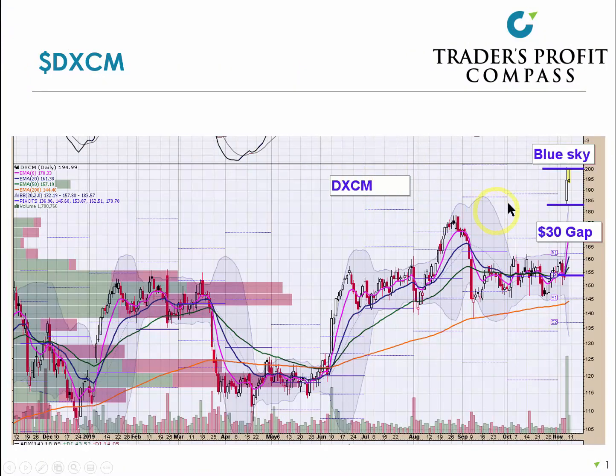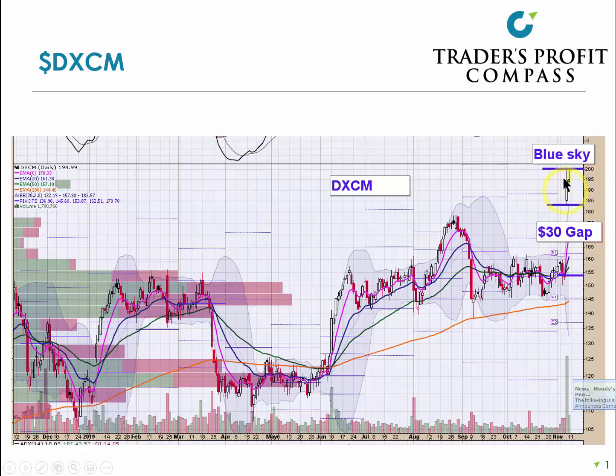Here's one on DXCM, which is really interesting. It gapped up $30 yesterday on earnings, went up to 200, had a low side of 183 or so. And then you can see today it went up and tagged that 200 again. That really tells you that's a real level there. And above 200 you got blue sky, and below 183 you've got a $30 gap below.